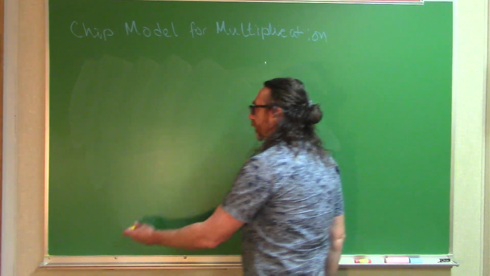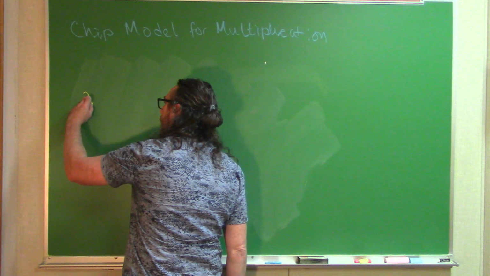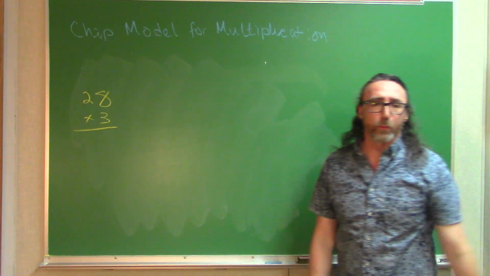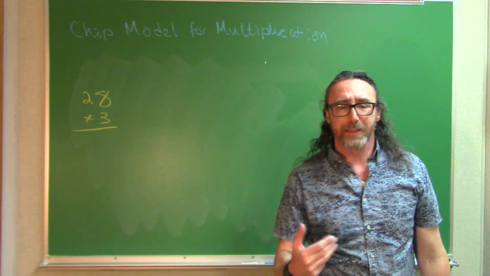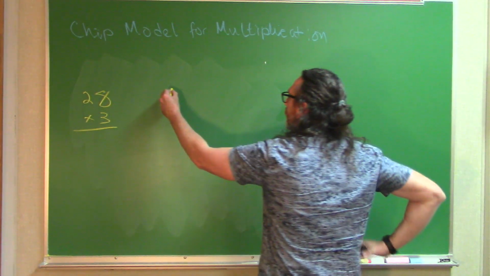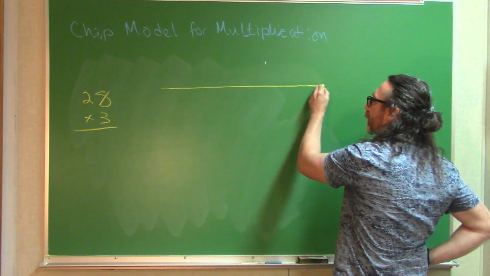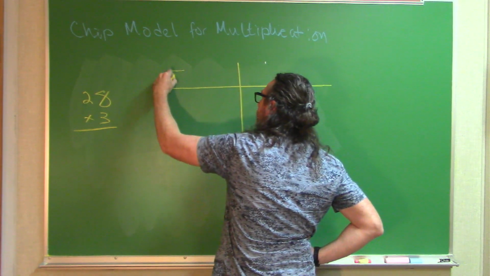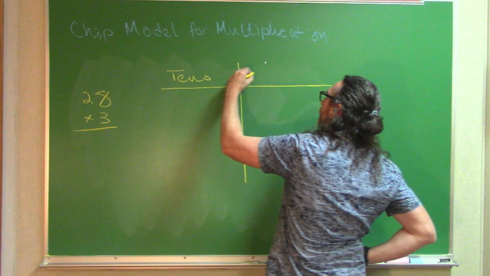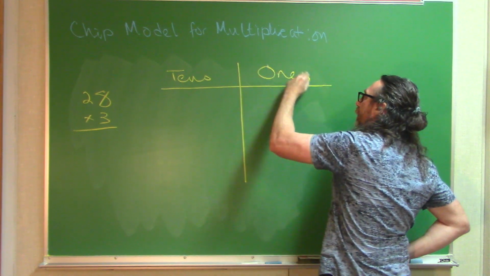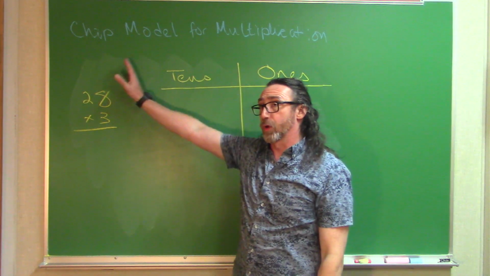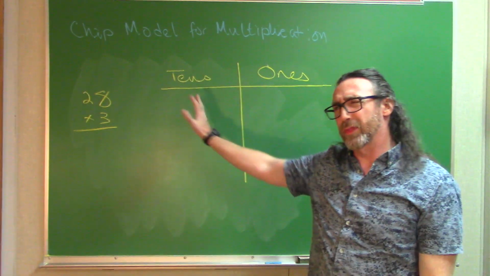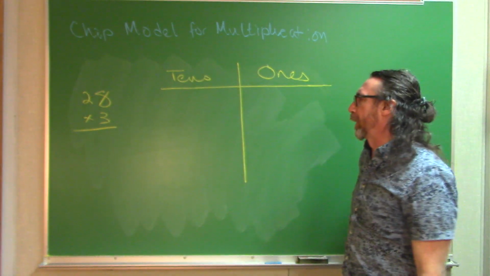So here's our first problem that I will illustrate with the CHIP model. Okay, 28 times 3. Now, you might remember from a previous video that when we're doing the CHIP model, we have these trays, tens and ones. If I have larger numbers, I may need to put in a hundreds tray or even a thousands tray. But I think we should be okay with this for this problem.